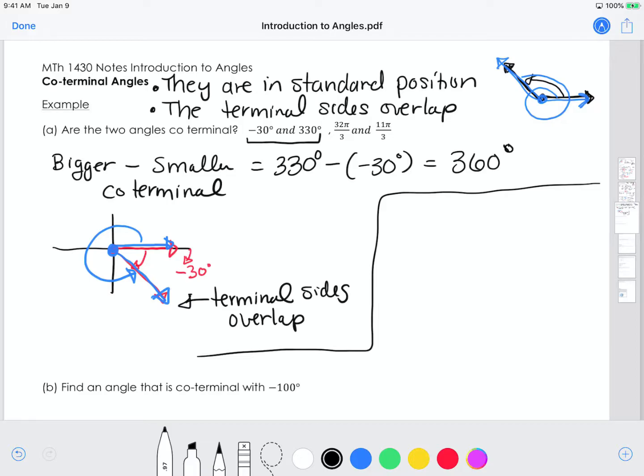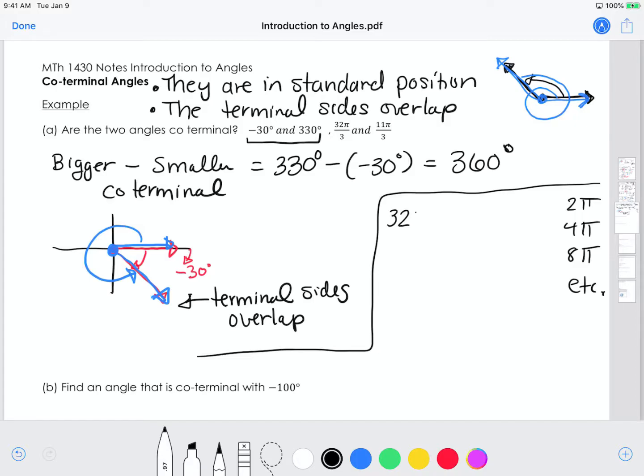Since 2 pi is a full rotation in radians, I'm looking to see if this is a multiple of 2 pi, meaning 2 pi, 4 pi, 8 pi, etc. So when I take the difference between 32 pi over 3 and 11 pi over 3, if it's not some difference where it's a multiple of 2 pi, then they're not coterminal.